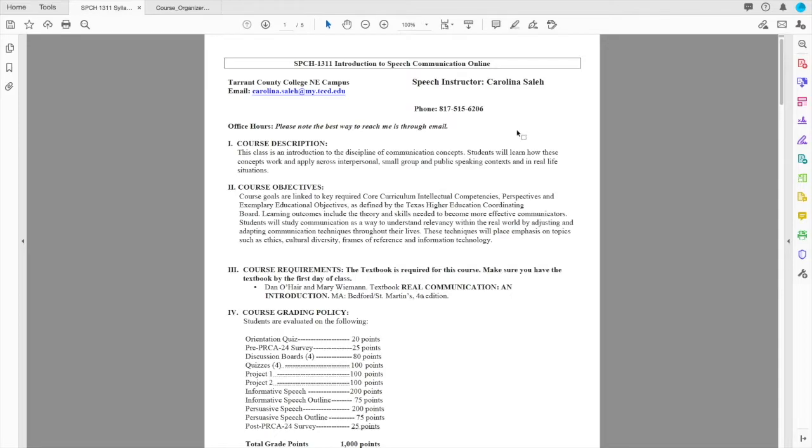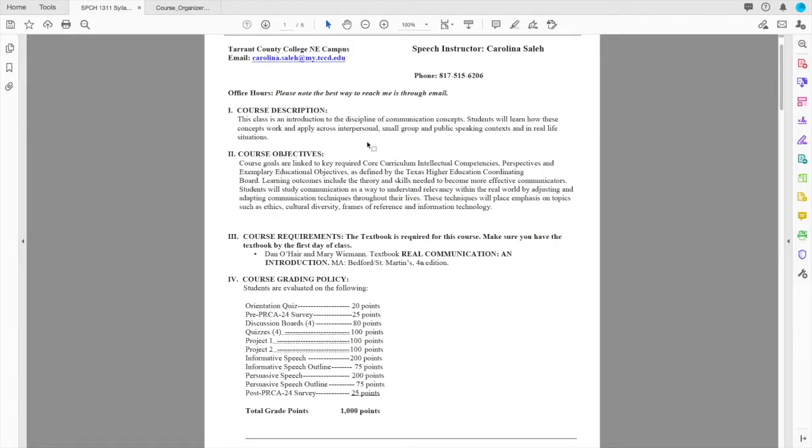So this is our course syllabus. As you can see on the top, it has my contact information. This is my email right here, carolina.sala@my.tccd.edu. This is the best way to reach me, and this is my phone number right here. You can leave a message if I do not answer, and I'll get back with you, but the best way to reach me is through email.